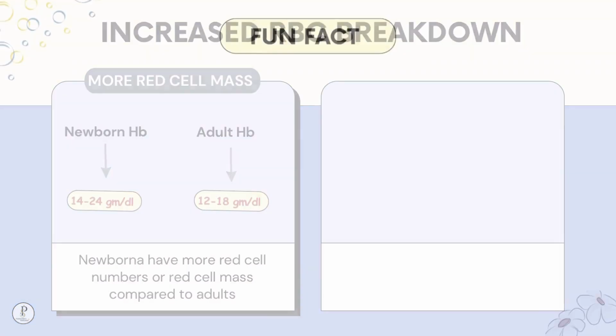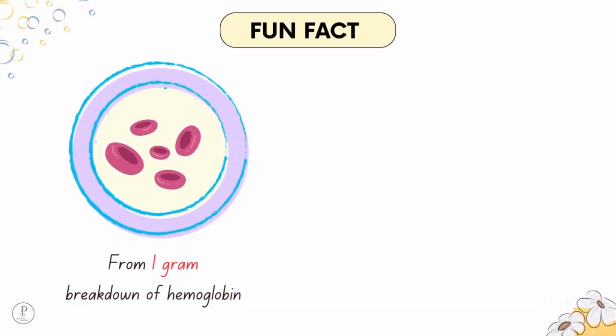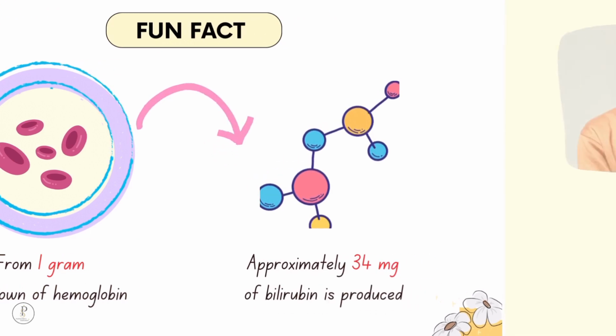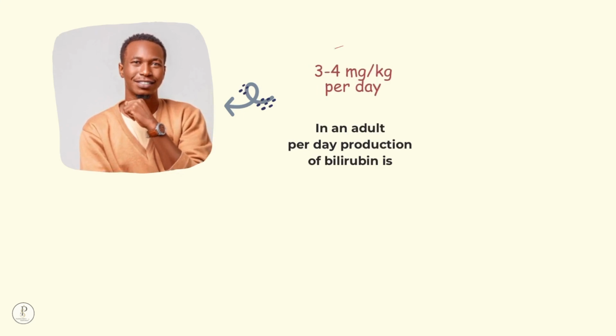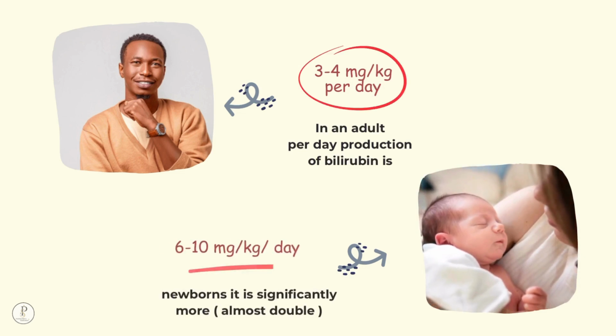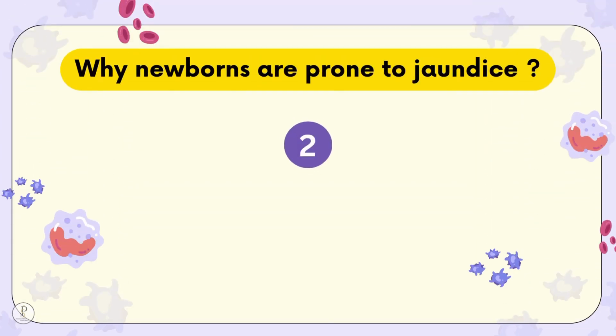Fun fact, bilirubin is a breakdown product of hemoglobin. From 1 gram breakdown of hemoglobin, approximately 34 mg of bilirubin is produced. Data says in an adult, per day production of bilirubin is approximately 3 to 4 mg per kg per day, whereas in newborns it is significantly more, that is 6 to 10 mg per kg per day, which is almost double.